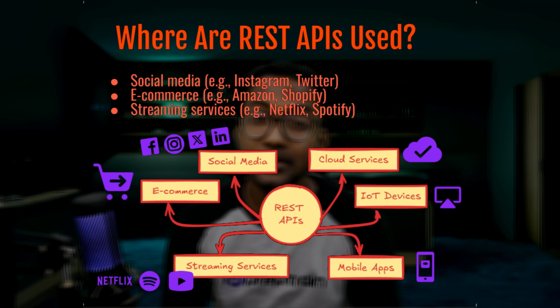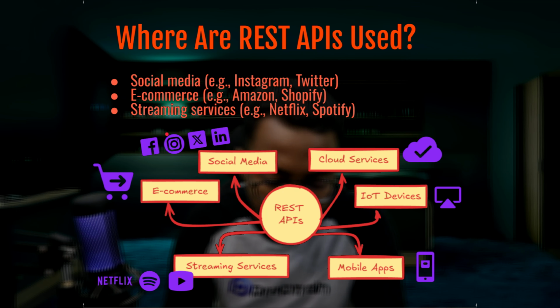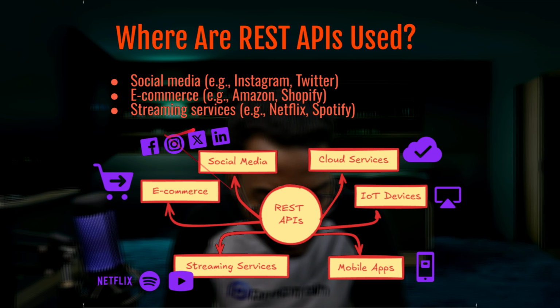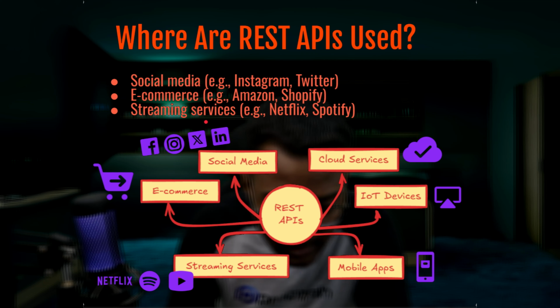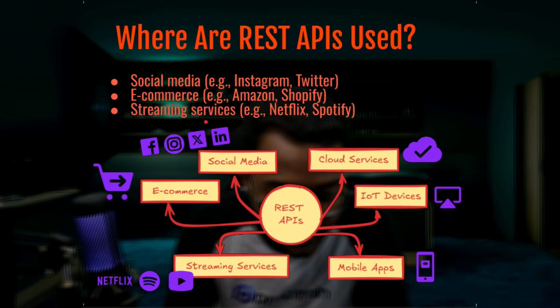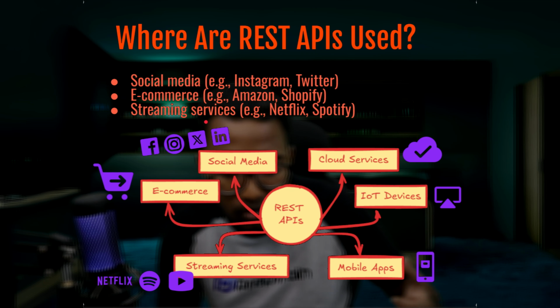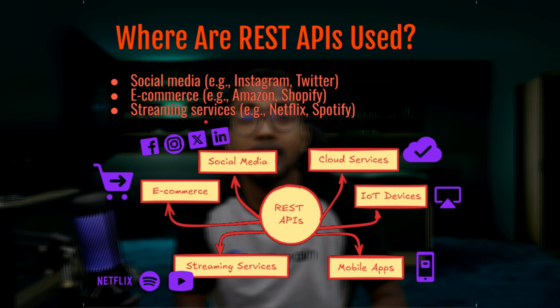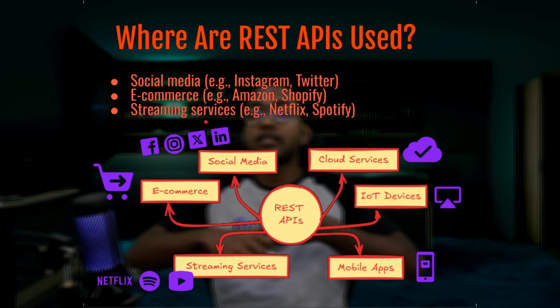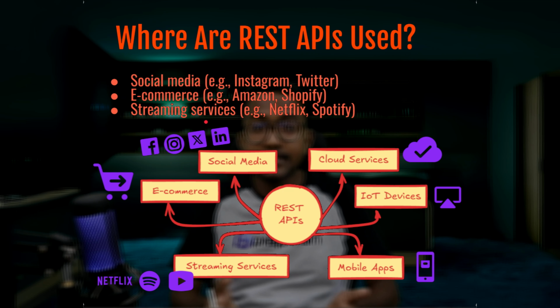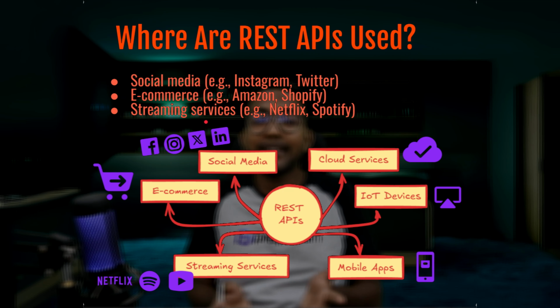Let's start with social media platforms such as Instagram, Twitter, or LinkedIn. Every time you refresh your feed, you are making a GET request to fetch the latest posts. When you upload a new photo or, let's say, a tweet, that is a POST request. When you edit your profile, it's a PUT request. And when you delete an old post, you are making a DELETE request.